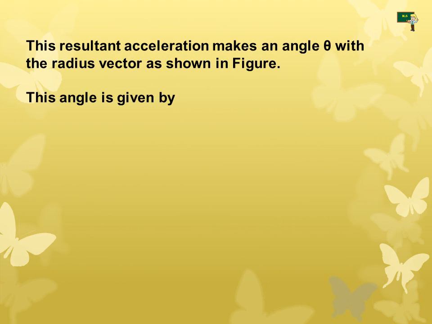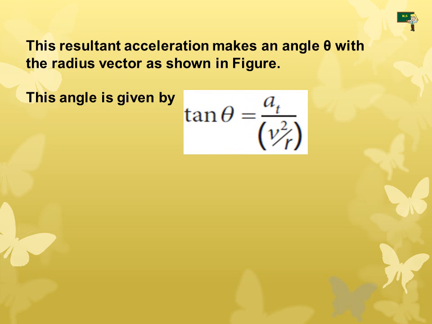This resultant acceleration makes an angle theta with the radius vector, as you saw in the figure. This angle is given by tan theta is equal to at divided by v square by r.